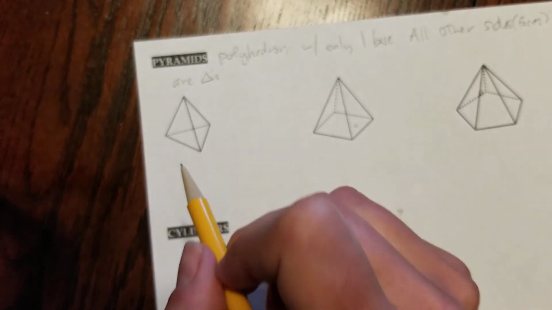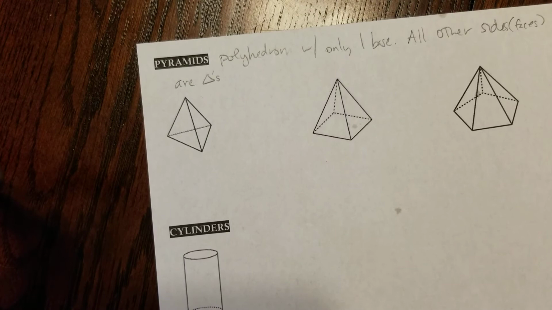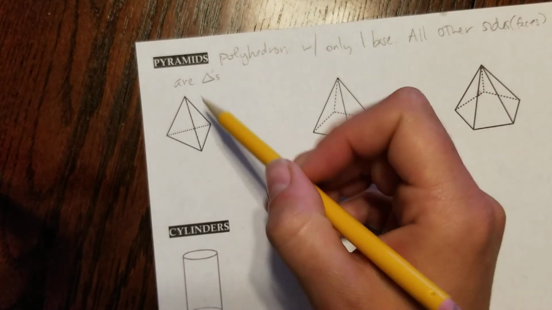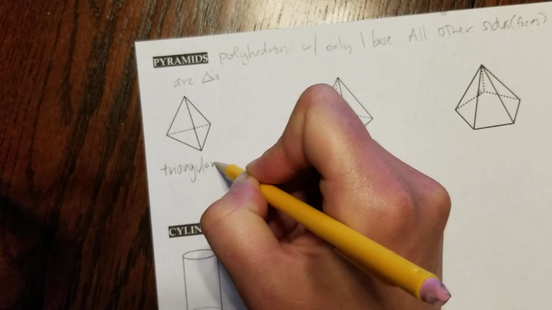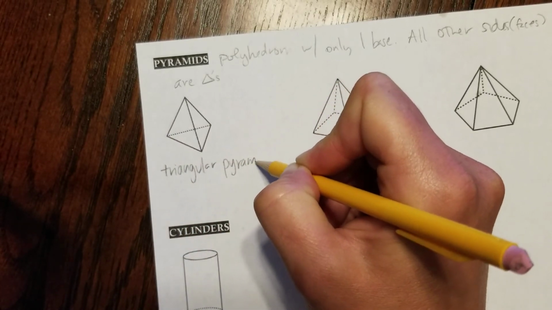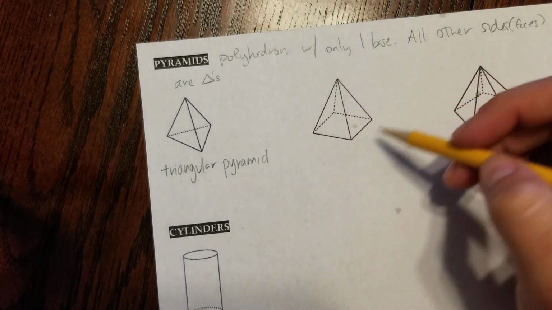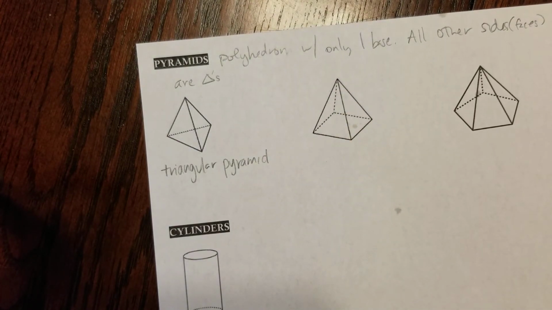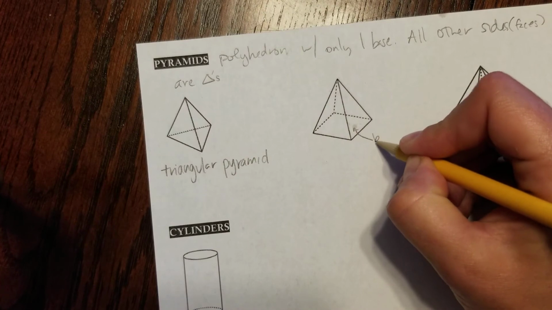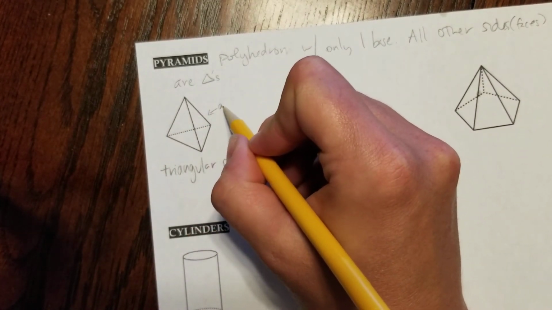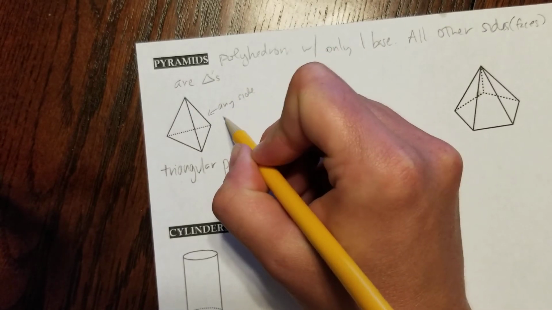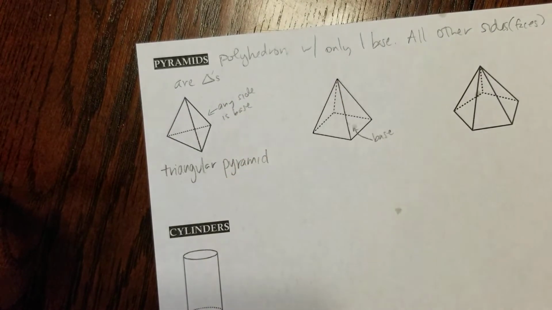So similar to a prism, a pyramid is named by its base. Since every side is a triangle, this would be a triangular pyramid. In this picture, what do you think the base is? It's this one here on the bottom. Here, any side is the base because everything's a triangle. In every other kind of pyramid, the base is always the non-triangular side.